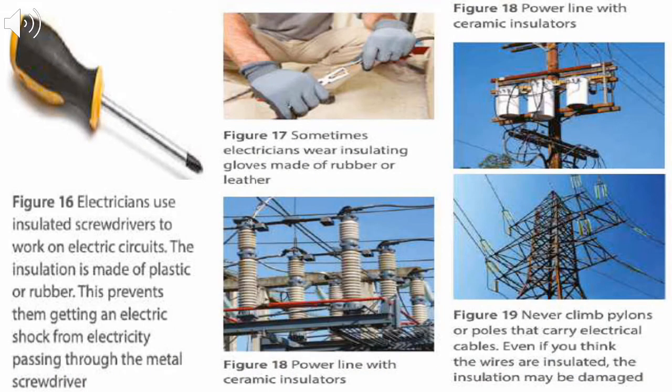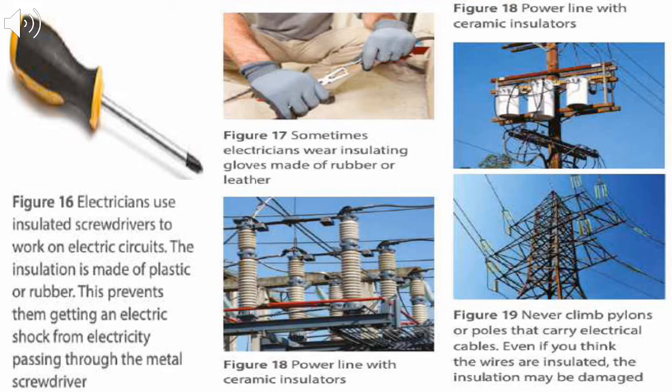Now when we look at the next slide, there's a couple more images. Figure 16, electricians use insulated screwdrivers to work on electrical circuits. The insulation is made of plastic or rubber. This prevents them from getting an electrical shock from the circuit or from the electricity passing through the metal screwdriver. If we look at figure 17, sometimes electricians wear insulating gloves made of rubber or leather in order to protect themselves from the electrical current.